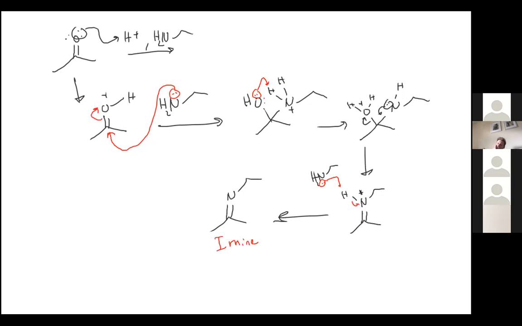So nitrogen is a little bit more stable than oxygen in this form. There's no charge on it, which is why we don't have another nitrogen coming in and attacking. This is actually a stable product for nitrogen.